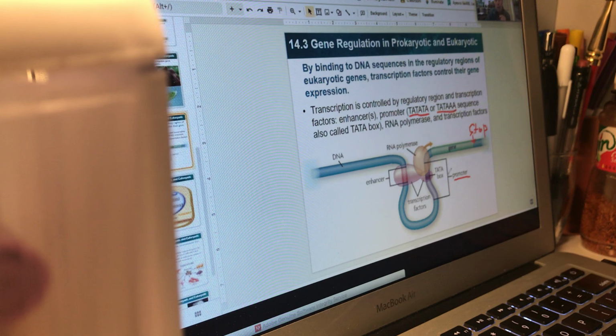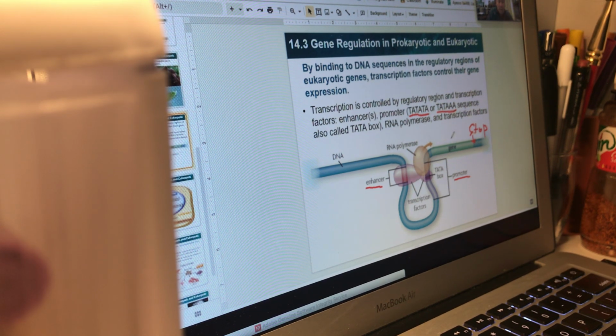Now, so there's a promoter region. Now, there's another region called the enhancer. It's right here, the enhancer. Now, the enhancer is a little bit further above. It's still on the DNA. The enhancer is in front of the promoter. And then there's the gene, and then there's the stop. Okay?